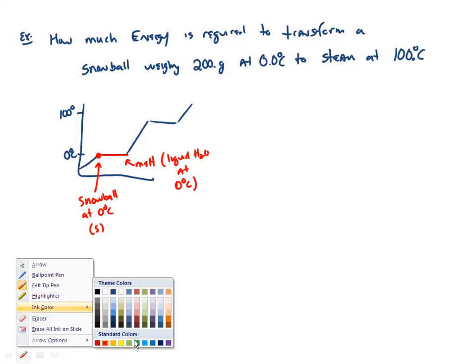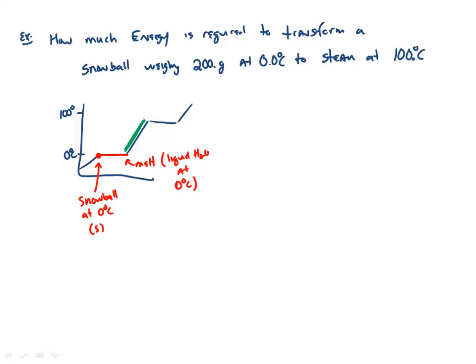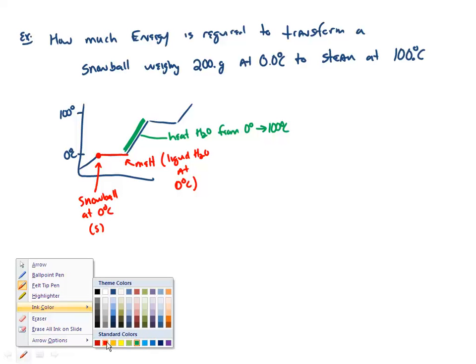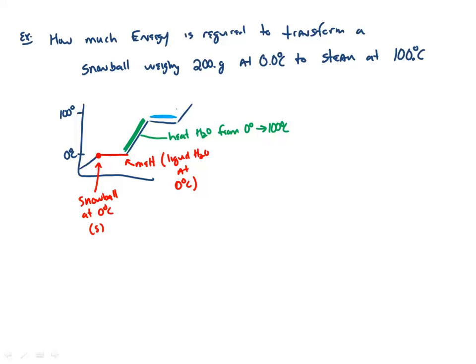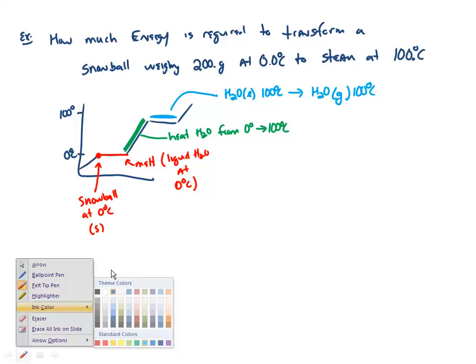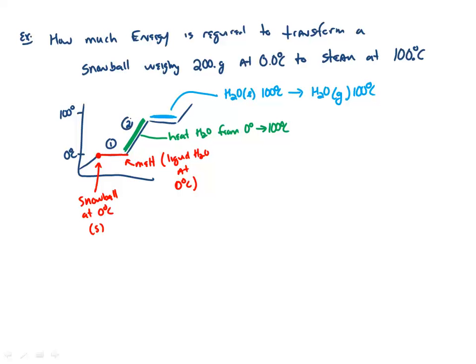I'll switch to a different color. Then we've got this process where we heat the water from 0 degrees Celsius to 100 degrees Celsius. And then we have one last process, I like this blue, it's pretty, where we take H2O liquid at 100 degrees Celsius and convert it to H2O gas at 100 degrees Celsius. So notice we really have a three-step process: we have to melt it, heat it, and boil it.